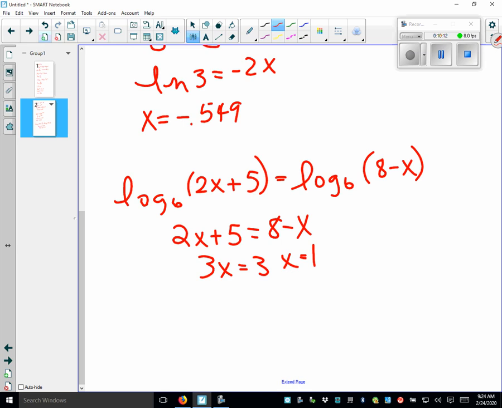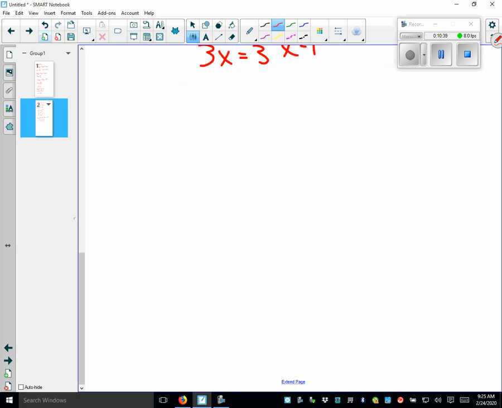What do I have to do on this problem? I have to check to make sure what I'm taking the log of isn't 0. Don't I? Am I okay here? Yes. So x equals 1 is my answer? How was that? Okay with that? Okay. Moving right along.